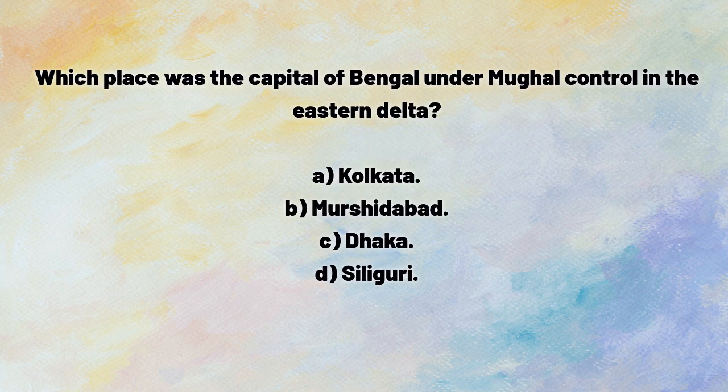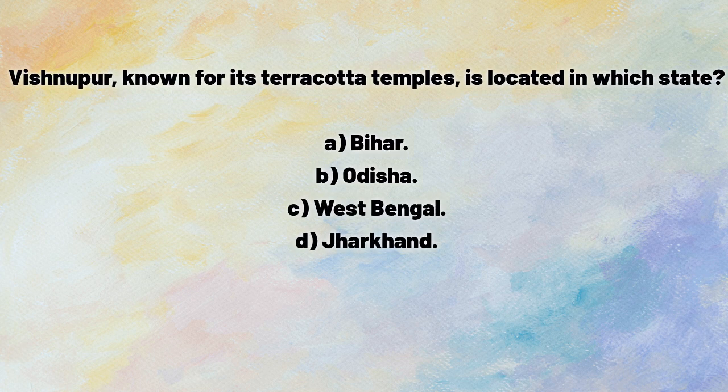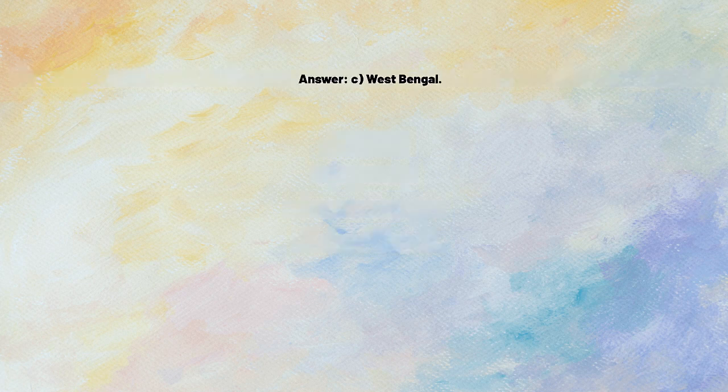Which place was the capital of Bengal under Mughal control in the eastern delta? A. Kolkata. B. Murshidabad. C. Dhaka. D. Siliguri. Answer: C. Dhaka. Vishnupur, known for its terracotta temples, is located in which state? A. Bihar. B. Orissa. C. West Bengal. D. Jharkhand. Answer: C.